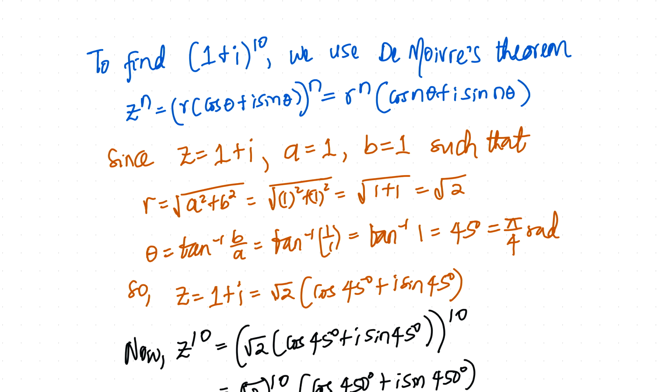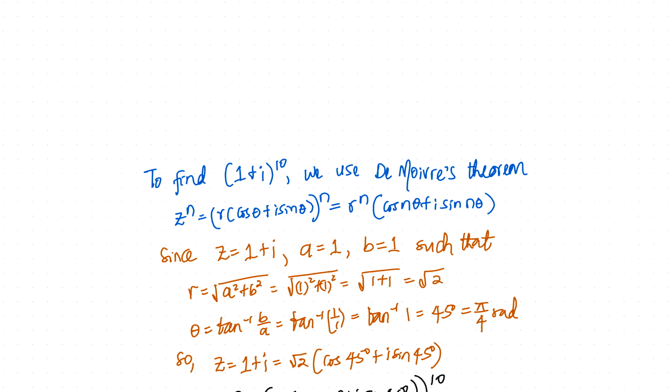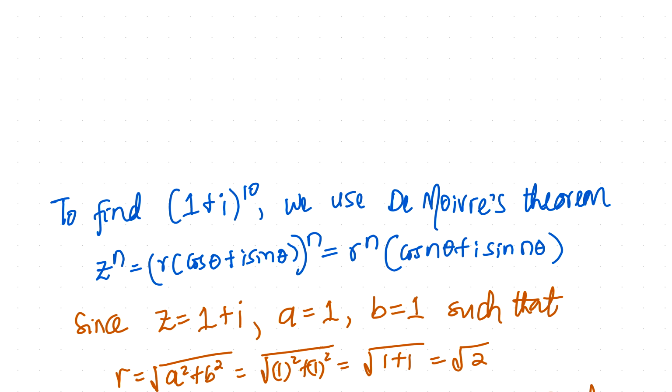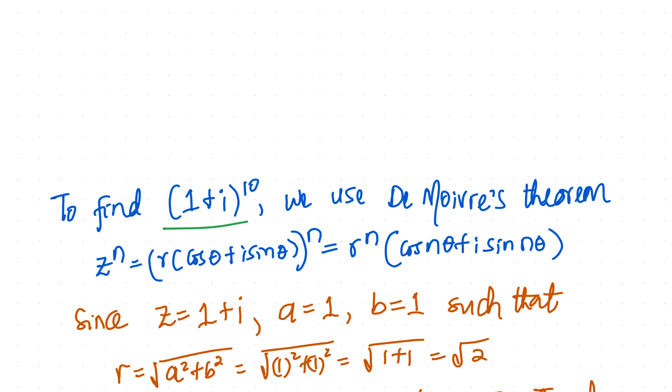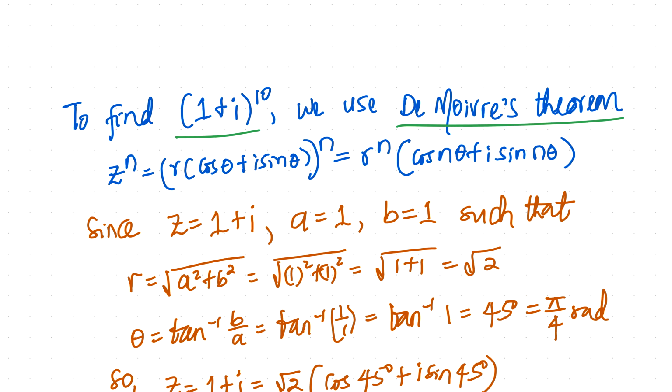To find (1 + i) raised to power 10, we can use De Moivre's theorem, which says that z raised to power n, where z in polar form is r times (cos theta plus i sin theta), raised to power n, is exactly the same thing as r raised to power n, and then the angle is multiplied by n. So you have cos n theta plus i sin n theta. Whatever n is multiplies the angle. So it means that this thing you have in rectangular form, you should convert it to polar form.